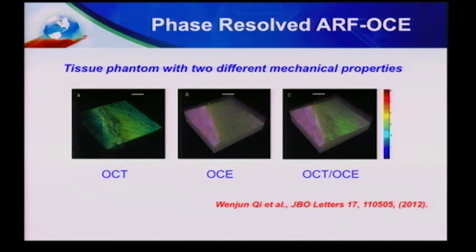And again, this is the 3D rendering from OCT image and from OCE image. You can clearly see the boundary from the tissue mechanical property determination.